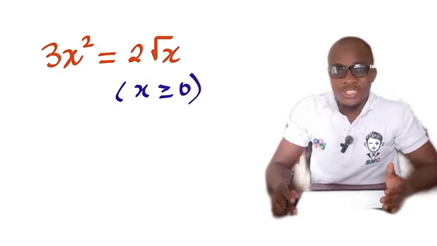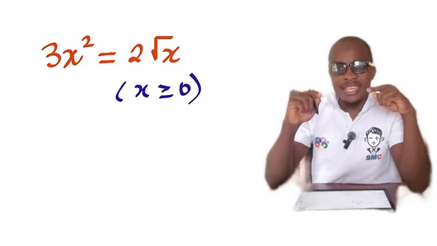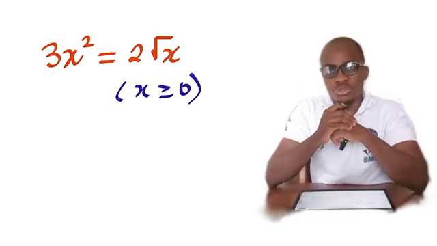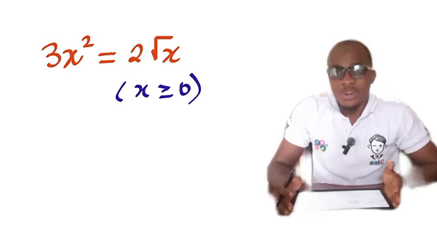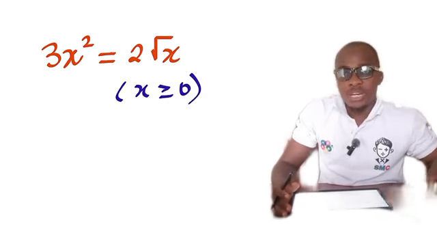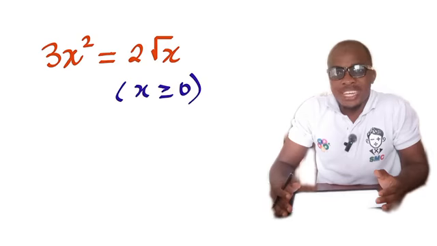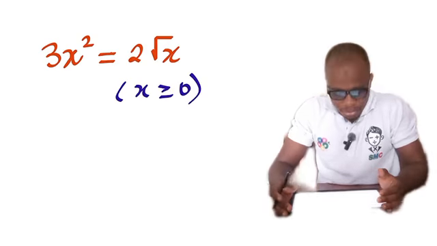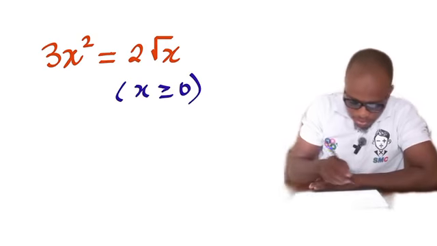Today we are going to be solving this particular problem on this board, and that is 3x squared equals 2 root x, for x greater than or equal to 0. Which means the value we are going to have must be greater than or equal to 0. So let's see how we're going to solve it. From here we're going to start.